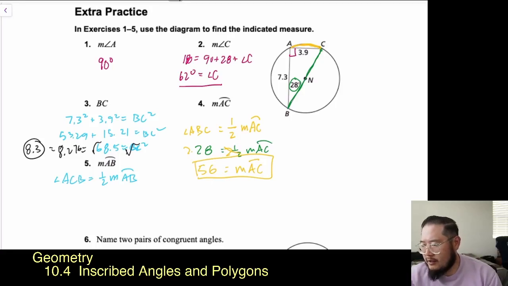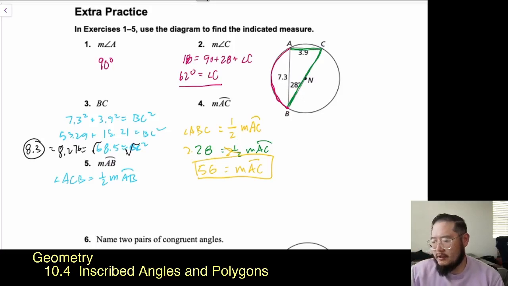So let me go ahead and erase a few things right here to give you an idea of what I'm exactly looking at. We have the measure of arc AB, which is right over here. It subtends the angle ACB. So that's why I have right here the measure of angle ACB is equal to 1/2 the measure of AB. All right. So what does that all mean?